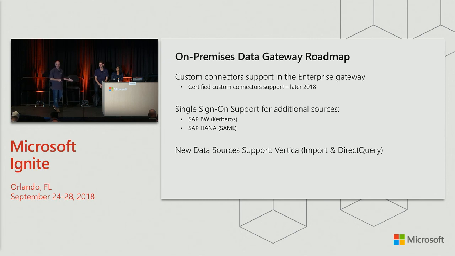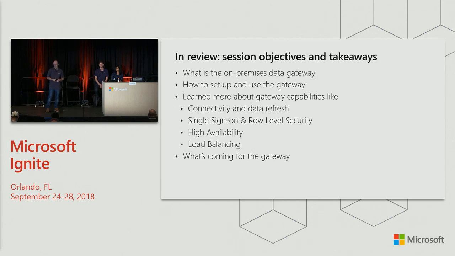On the single sign-on front, we saw a demo on Azure SQL AD. We are investing in SAP BW Kerberos-based single sign-on. You saw that we already had SAP HANA single sign-on through Kerberos. We're adding support for SAML-based delegation as well. In terms of new data sources, BRK, which has been available as a Power BI Desktop preview connector for a few months, is getting support in the gateway and the service, and it's going to go generally available within the next few weeks. In review, we have about 2 minutes left, so hopefully we achieved all of those goals that we set up.